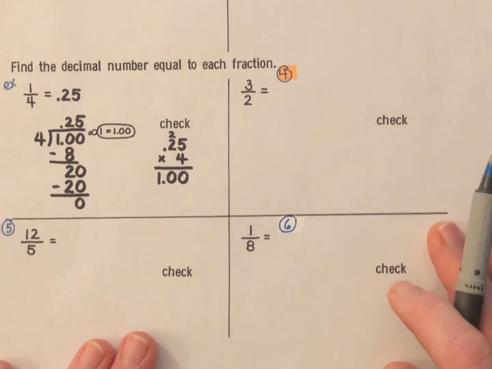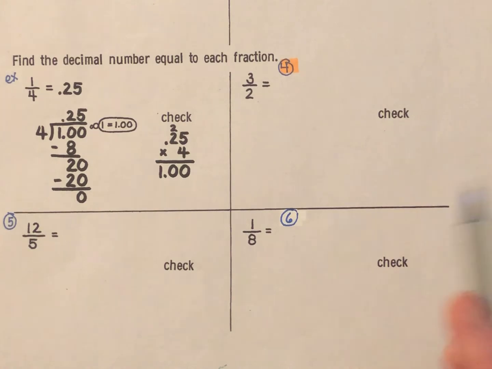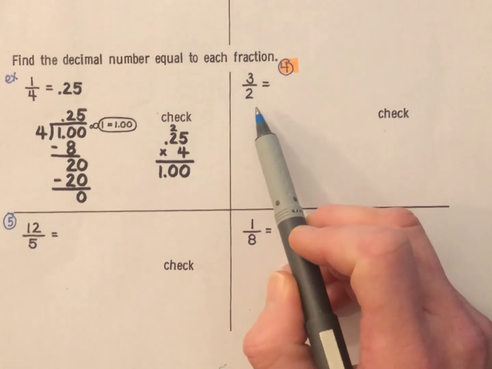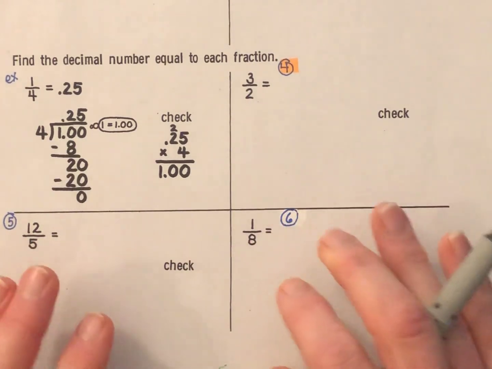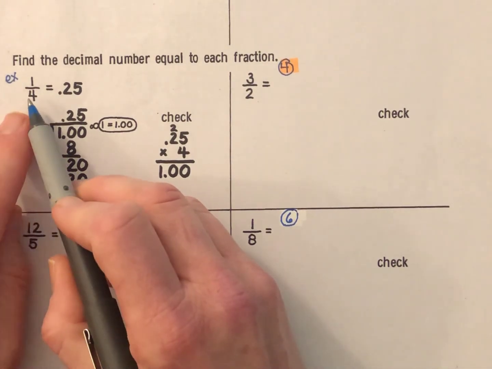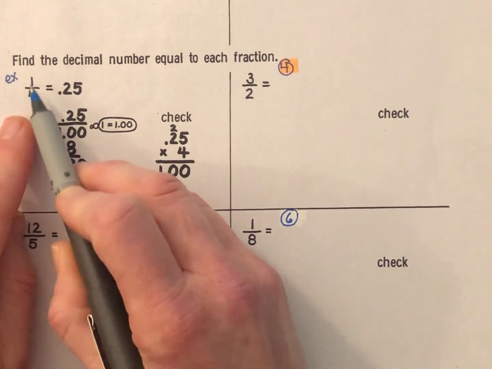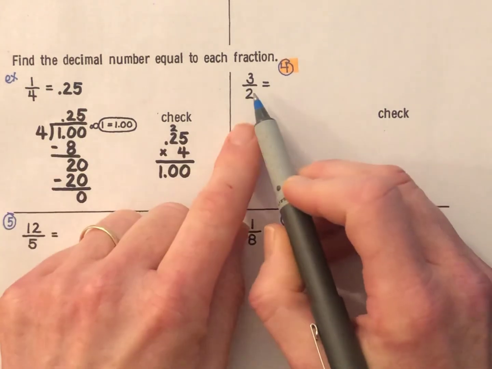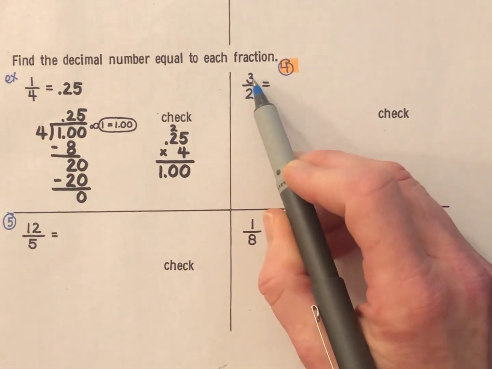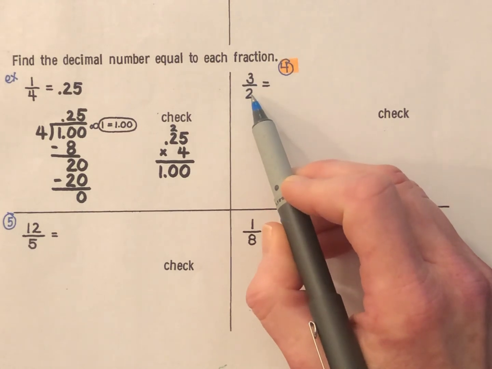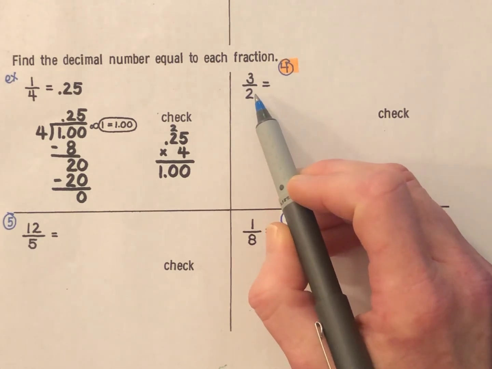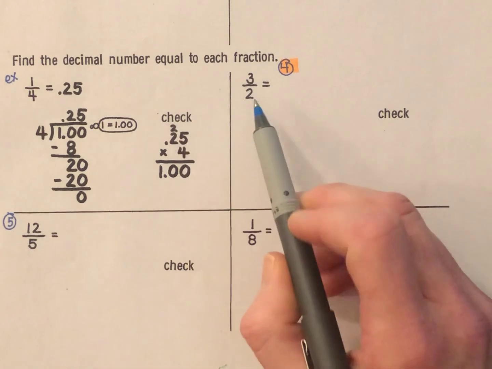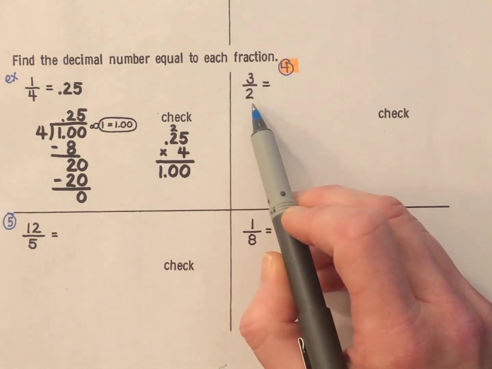Let's come down to number 4. We have 3 divided by 2. Notice there are 2 very different types of fractions. The example, that's a proper fraction, 1/4, which is smaller than 1. Whereas this one is an improper fraction. There's a bigger number on top. So that'll play into my quotient. The quotient is smaller than 1, whereas here it will be bigger than 1.